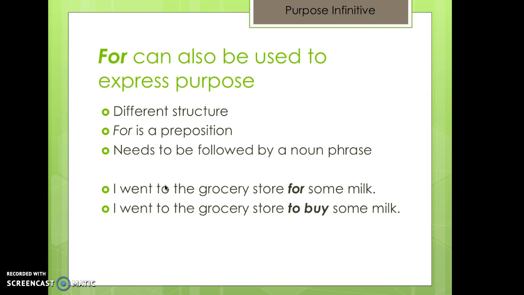One last thing to keep in mind would be for can also be used to express purpose. If you use for, there's a different structure than the one we previously looked at, because you need to remember that for is a preposition. Since for is a preposition, then you need to follow for with a noun phrase. So, for example, I went to the grocery store for some milk. The reason you went to the grocery store was milk. So you can replace the for also with an infinitive, and you can say, I went to the grocery store to buy some milk. These two sentences have the same meaning.